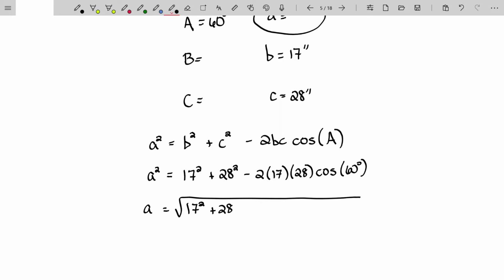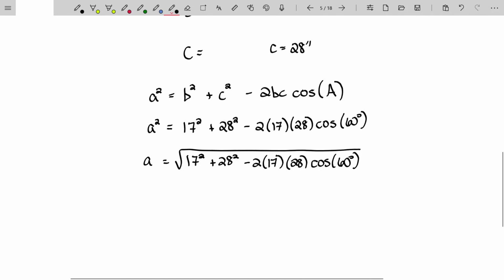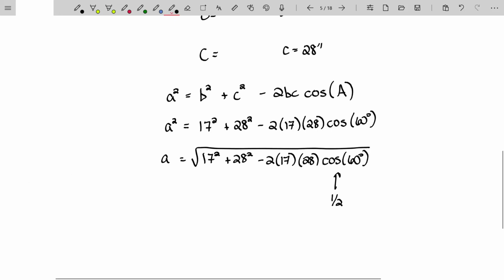And just to let you know, if you're one of my students and I say leave your answer in exact form, you would almost leave it just like this. The only thing that I would like you to do if you're one of my students is to trade out that cosine of 60 degrees for a half, because that's what the cosine of 60 degrees is. And then you could cancel it with that 2 out front.